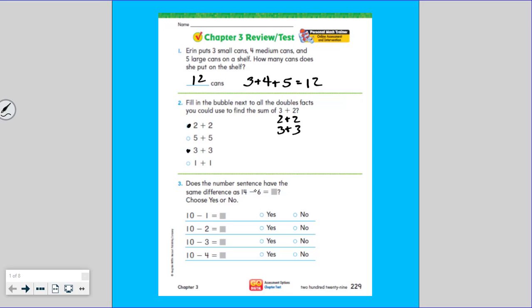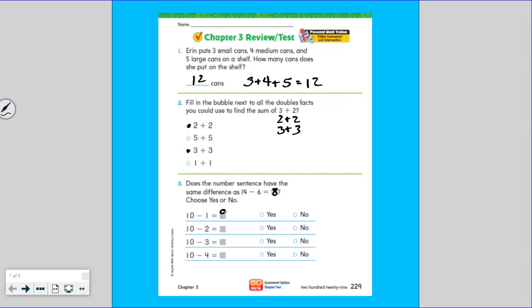All right, so first we need to solve 14 minus 6. We got to solve that first. Okay, so 14 minus 6, we're just going to write the answer here. It equals 8. So we got to find all the ones that have the same difference of 8.